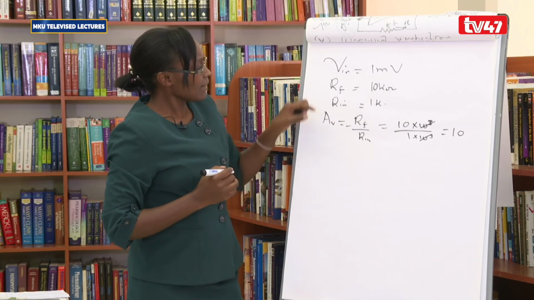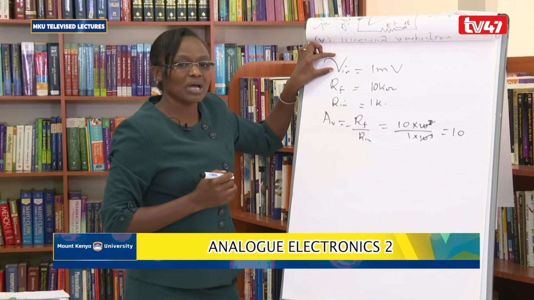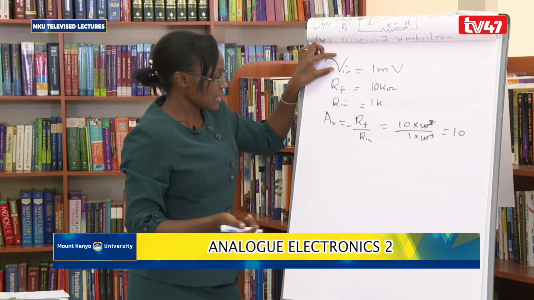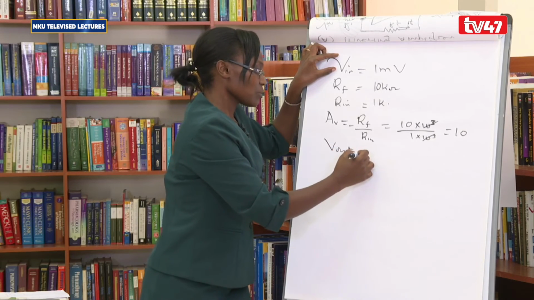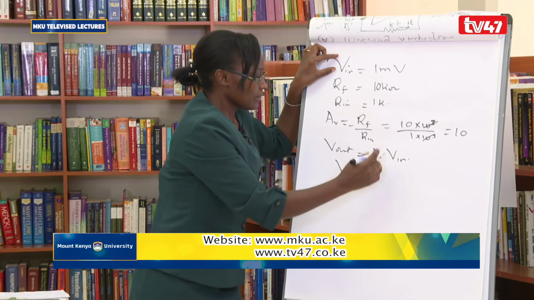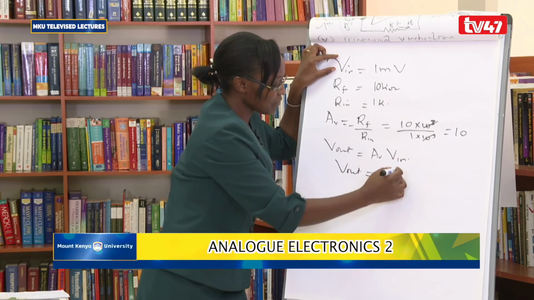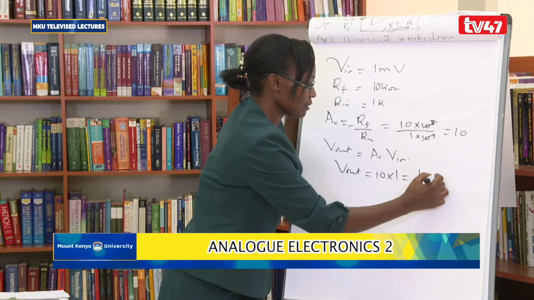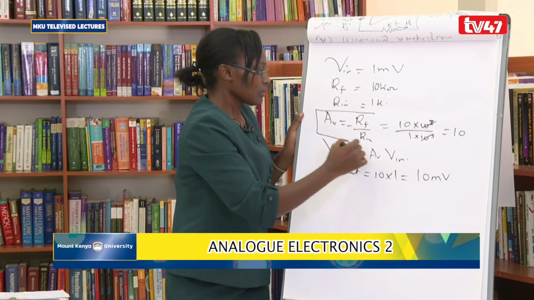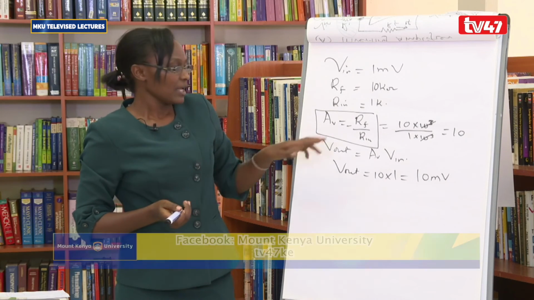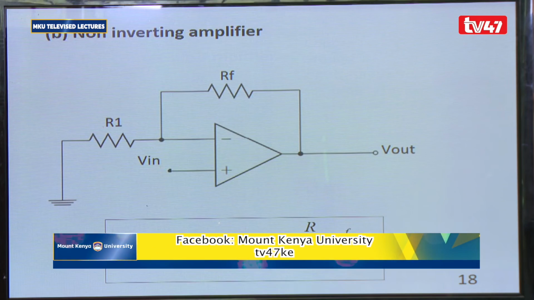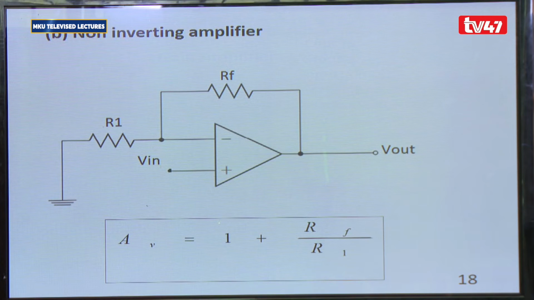So if our gain is 10, and assuming you've been given V in as 1 millivolt, and you are told to get V out, then comfortably you can say V out is equal to our gain times V in, which is 10 times 1 millivolt. So the output will be 10 millivolts. The most important thing to note is that the gain in an inverting amplifier is given by negative RF over R in. Next we have the non-inverting amplifier.